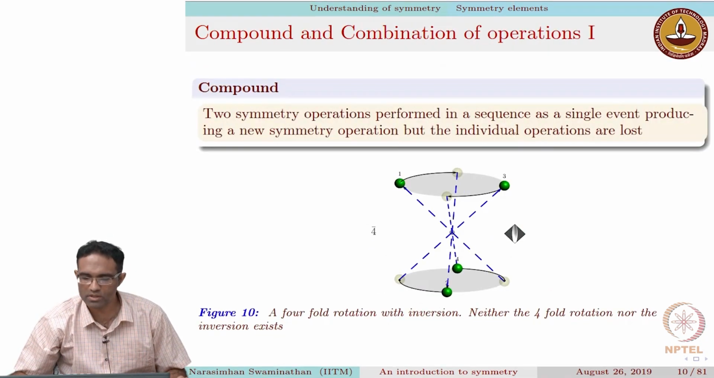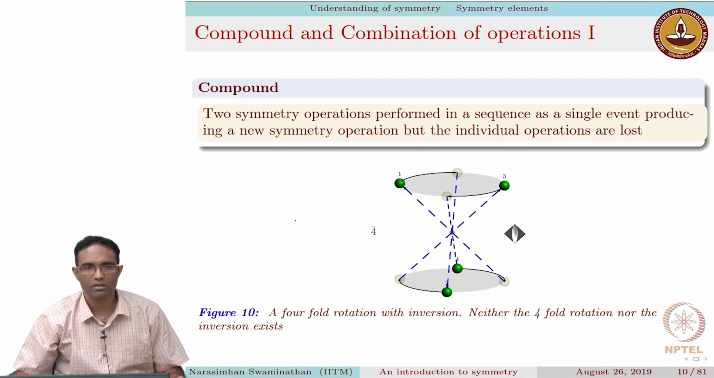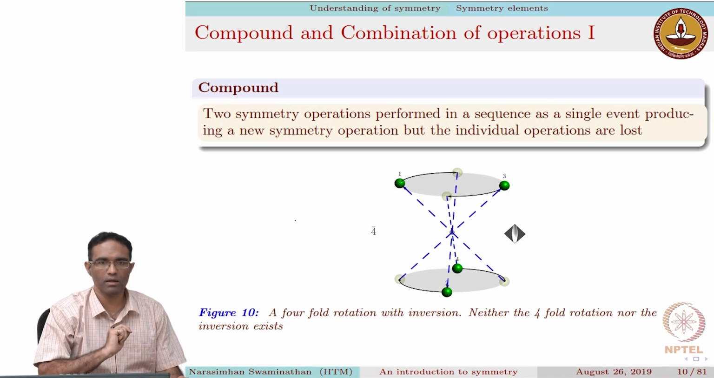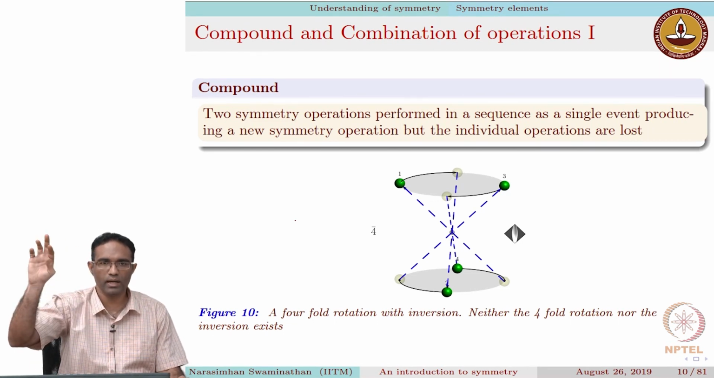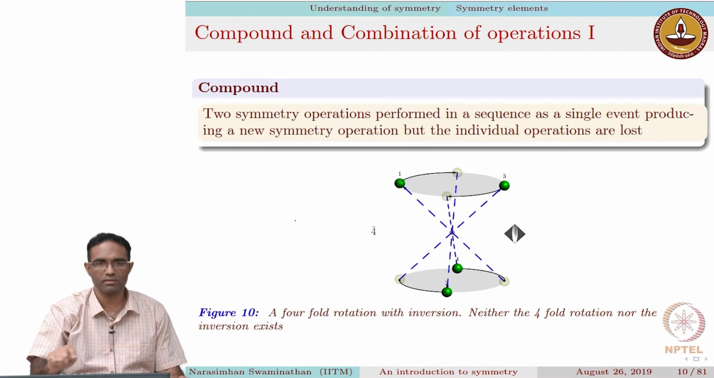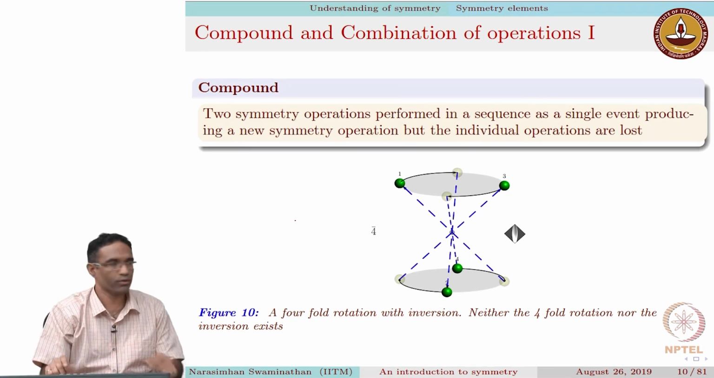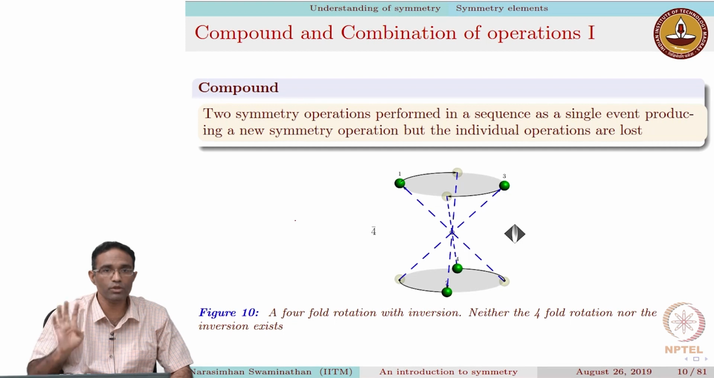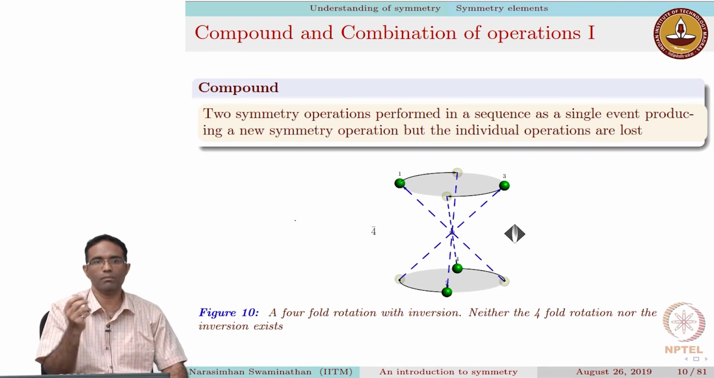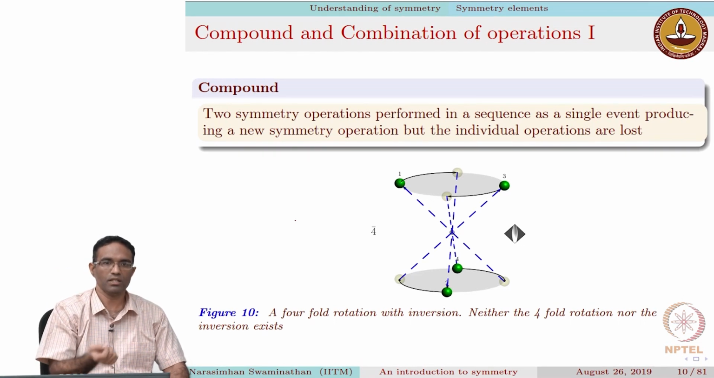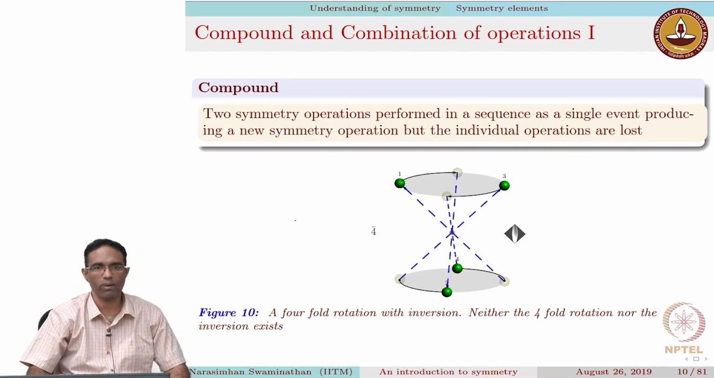That's what happens even in, say, 4 bar. Say for example 4 bar, a fourfold rotation and an inversion. Individually, 4 and 1 bar are not existing. If you look at the screen, individually 4 and 1 bar are not existing. For 4 bar, both have to be applied consecutively to generate that operation.